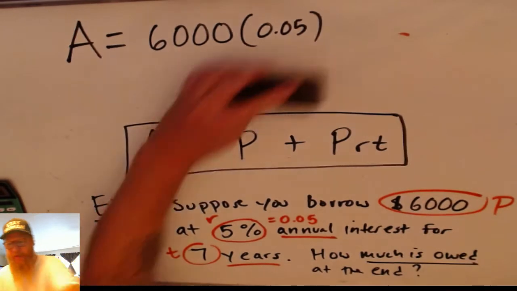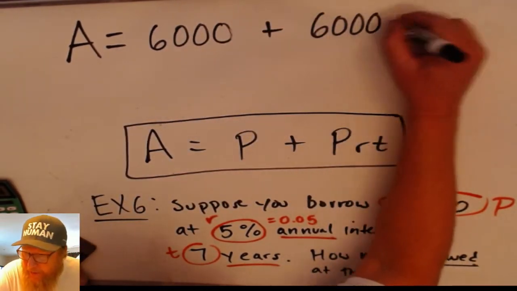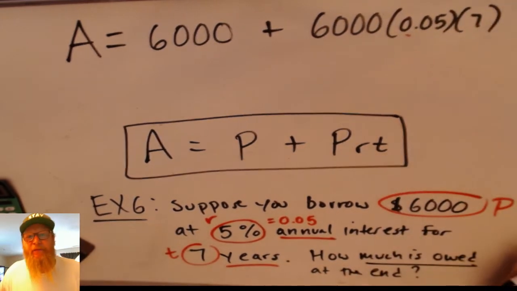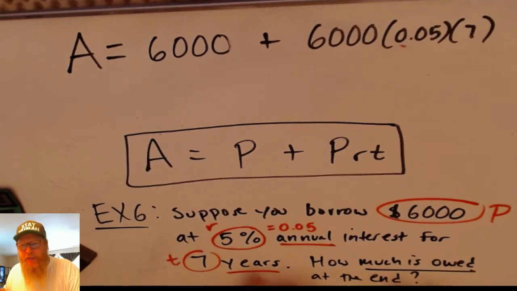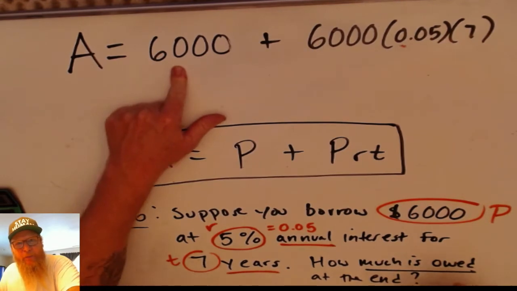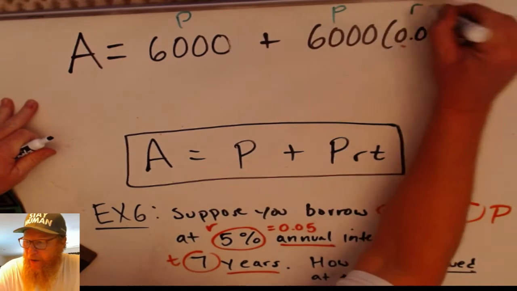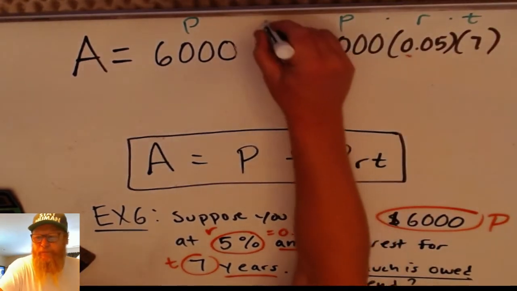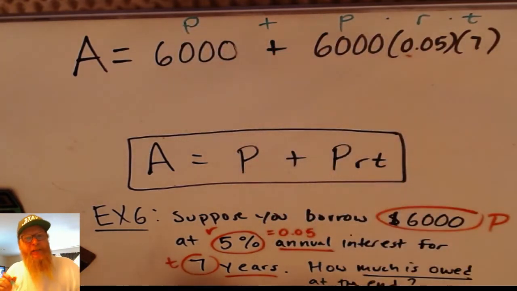Oh, excuse me, I almost screwed it up. $6,000 plus another $6,000 times 0.05 times 7. Don't forget now, we're asking for the total, how much is owed, including the original principal. So there's your original principal. I'll annotate it up here: P and then PRT. P plus PRT.